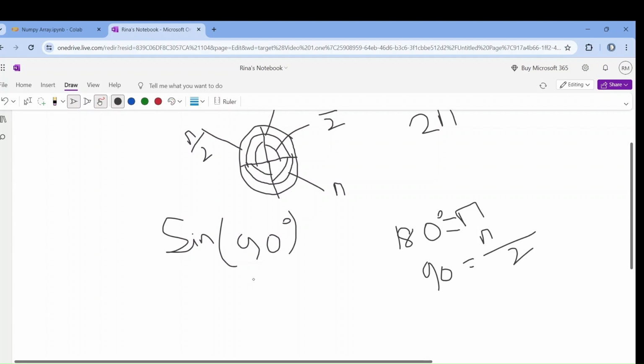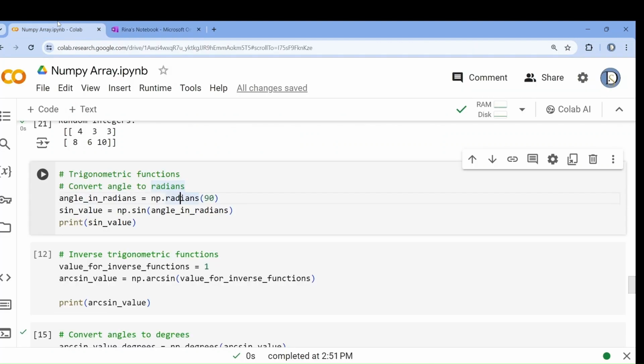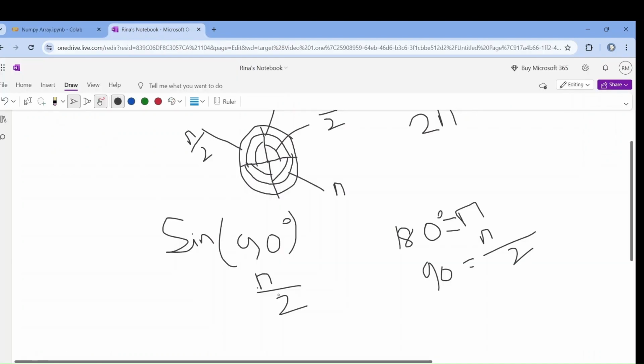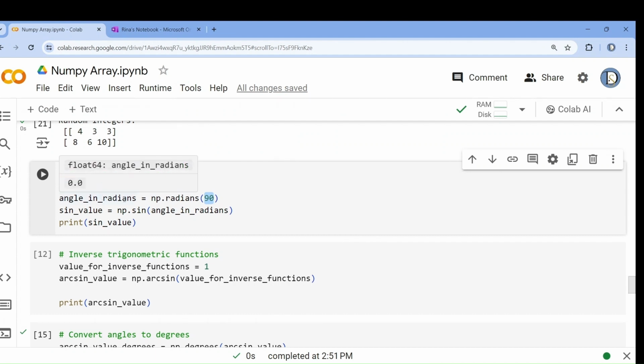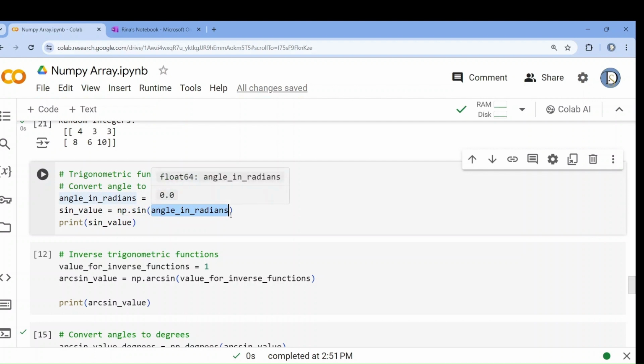Now I want the value of sine of pi by 2. Now see how we can write this in NumPy. Here I have written angle in radians; you can write anything. Then I have written 90 degree. I want to calculate sine of 90 degree. First, I have to convert it into radians, so I have converted the 90 into radians. Here the radian value is stored. Now I have written the function np.sin with the angle in radians, the radian value inside.